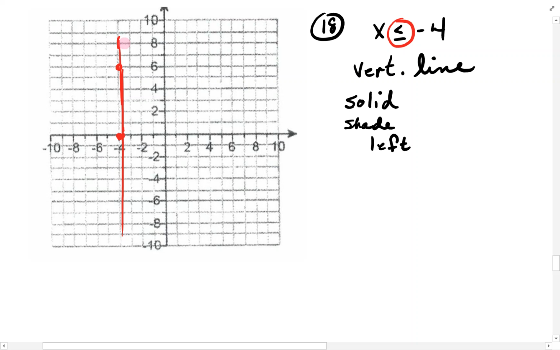I will go to my bucket tool, and to the left is where it's less. So I would pour my bucket on this side, and that means that it will shade over here.